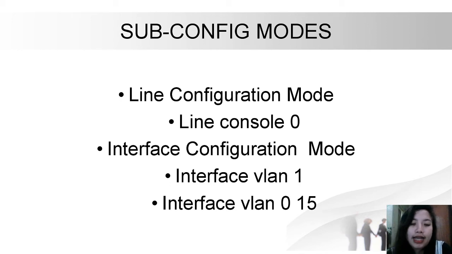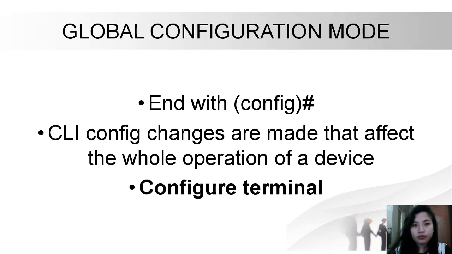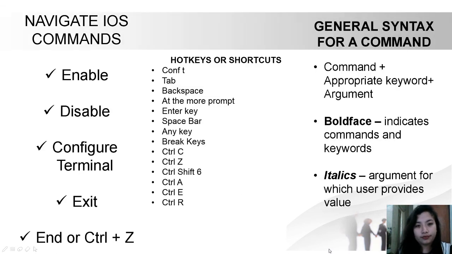When using the CLI, the mode is identified by the command line prompt that is unique to that mode. By default, every prompt begins with a device name. Following the name, the remainder of the prompt indicates the mode. Global configuration mode ends with config and then the pound symbol. CLI config changes are made that affect the whole operation of the device. Configure terminal.